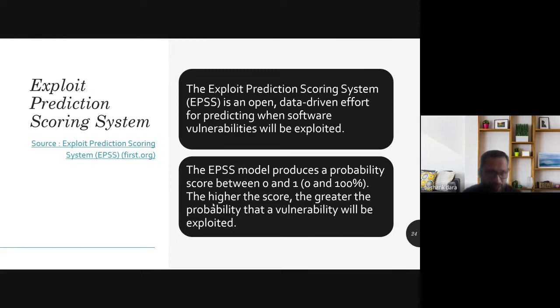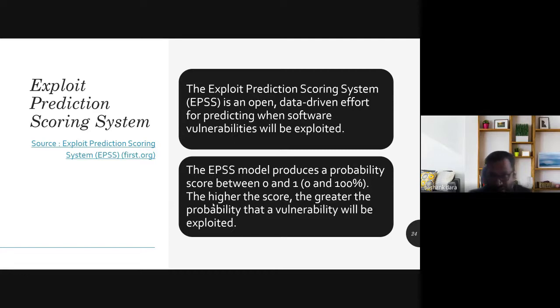So the first kind of mature model, I mean, not really, but it's been there for a while. Mature among the ones that are there, but there's a long way to go, is the Exploit Prediction Scoring System. It is there on FIRST.org as well. They are trying to build this prediction scoring system where they collect all these open data sources available and predict whether software vulnerabilities will be exploited. The result of this analysis is a simple probability from 0 to 1.